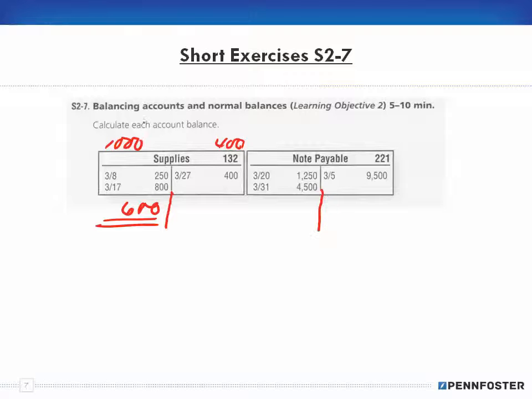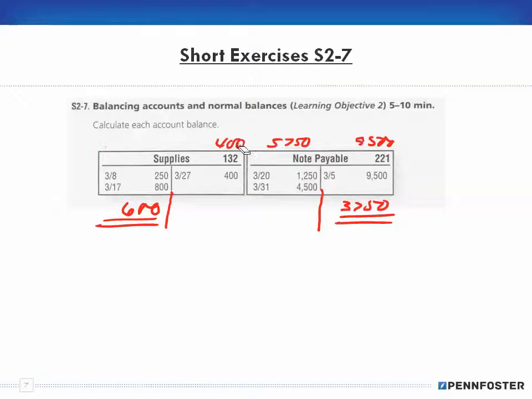For the note payable, on the debit side, we have 1,250 plus 4,500, which is 5,750. And on the credit side, we only have 9,500. So the difference between those two is 3,750. Since our credit side is greater, we put the 3,750 on the credit side.